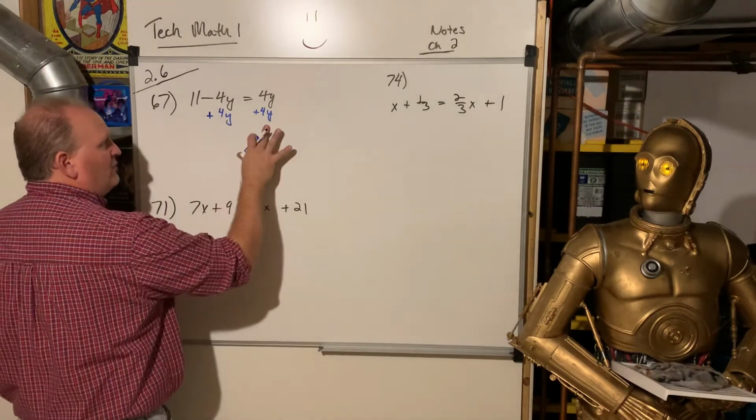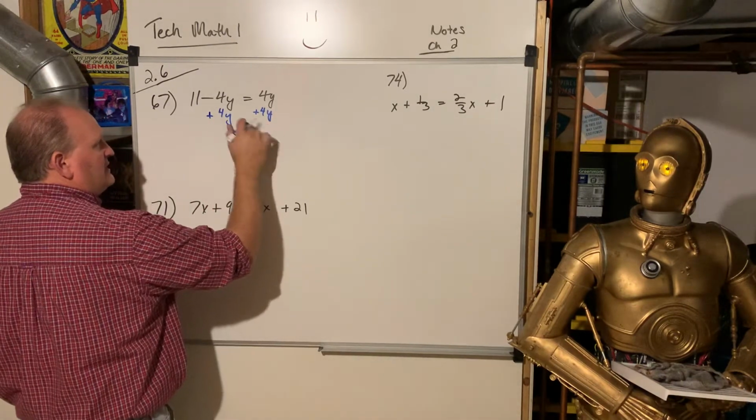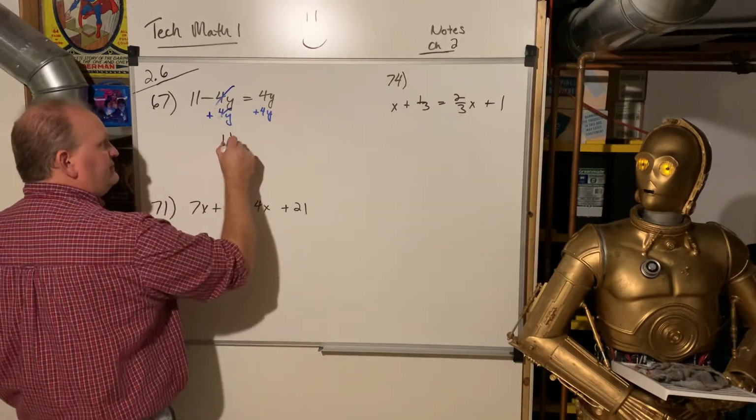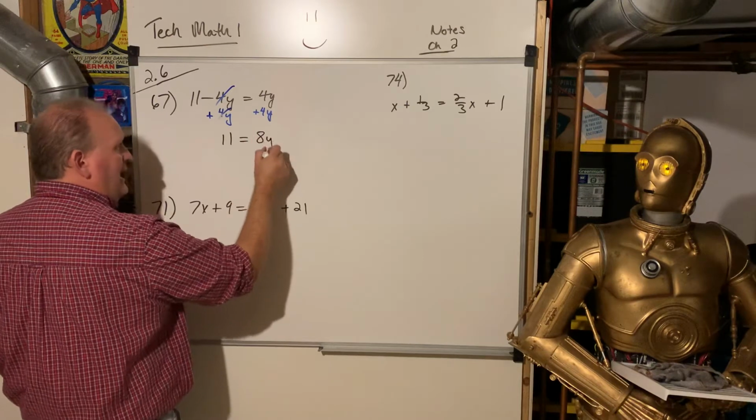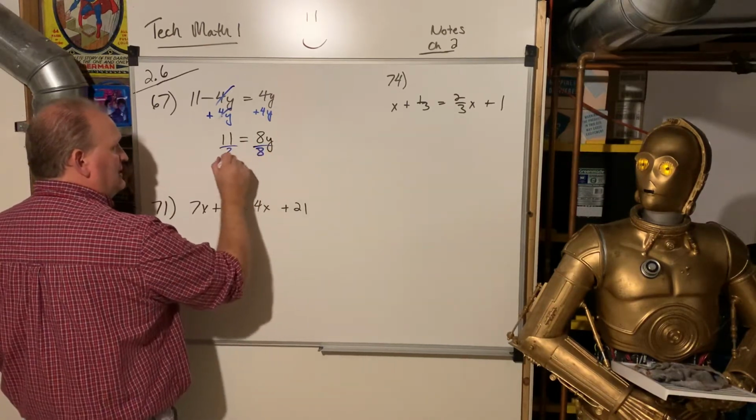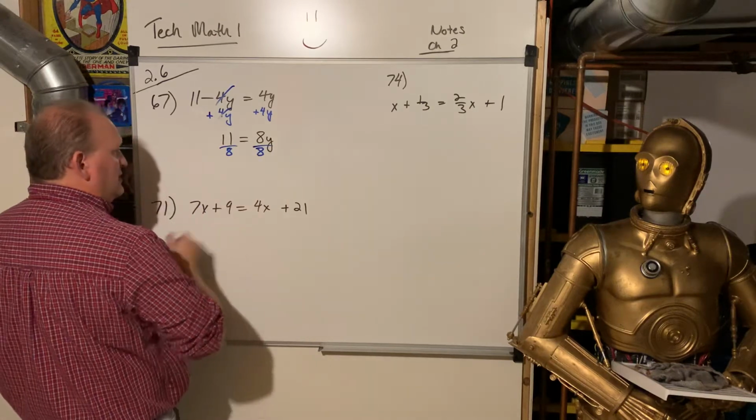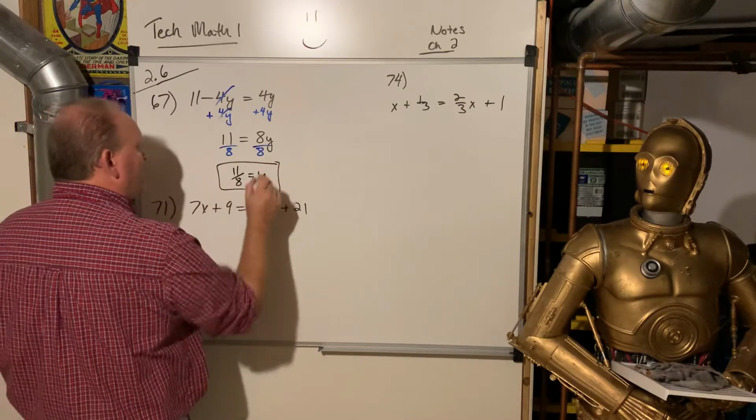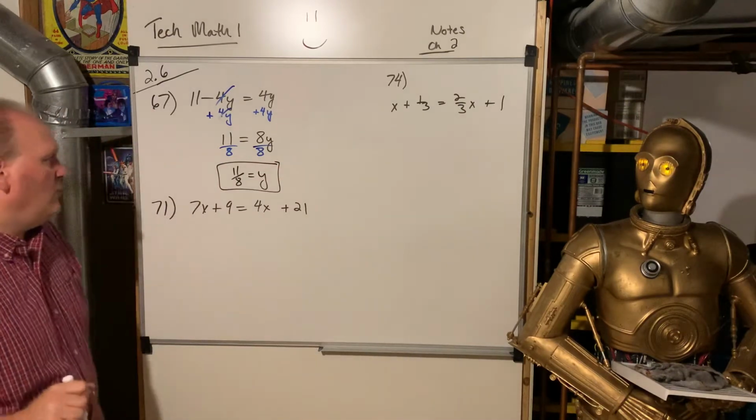If I add 4 to both sides to get all the variables over on the right side, I end up with 11 equals 8y, not 0, 8. And then divide by 8. And you can just leave it improper. 11/8 is equal to y. That's fine if you want to be fancy and write 1 3/8.